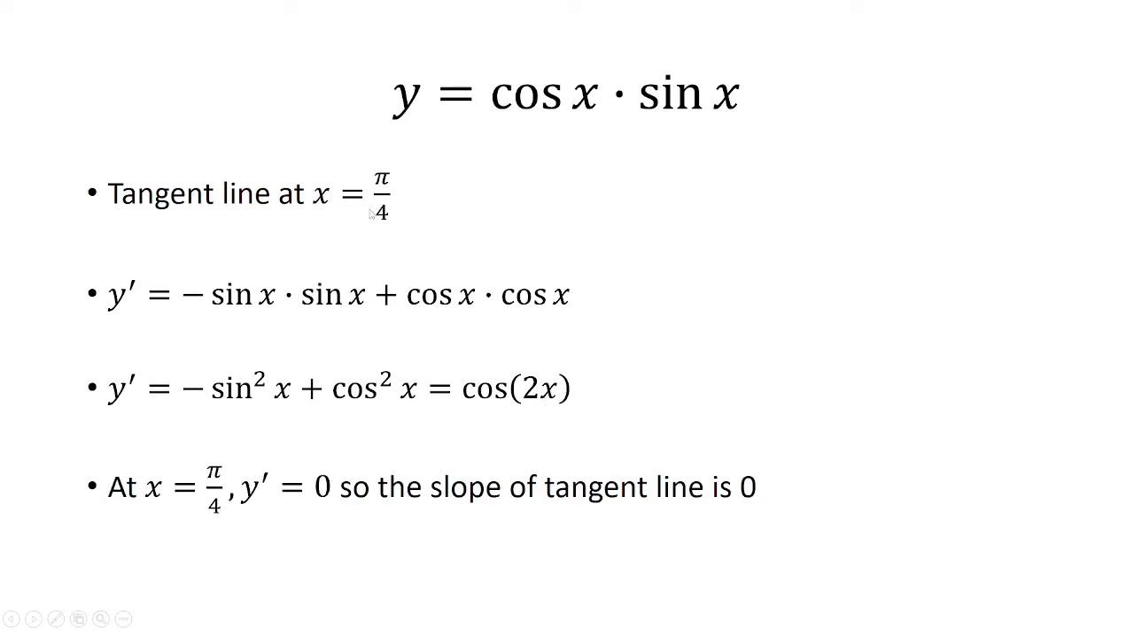Now we're interested at x equals pi over 4, so we plug in x equals pi over 4. It's better to plug it in here because 2 times pi over 4 is pi over 2. Cosine of pi over 2 is 0. So the derivative is 0, which means the slope of the tangent line is also 0.